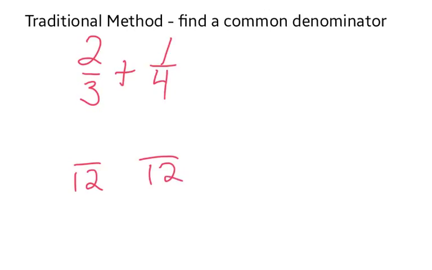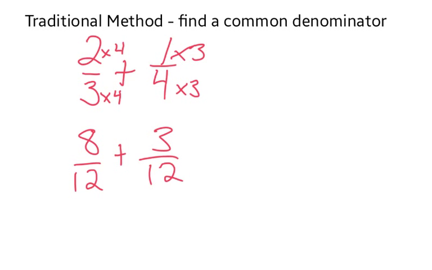So what that involves is that I must take my 3, and 3 went into 12 4 times. So my 2 times 4 would give me 8. So 2/3 and 8/12 are equivalent fractions. In this case, on 1/4, 4 times 3 is 12, so 1 times 3 is 3.